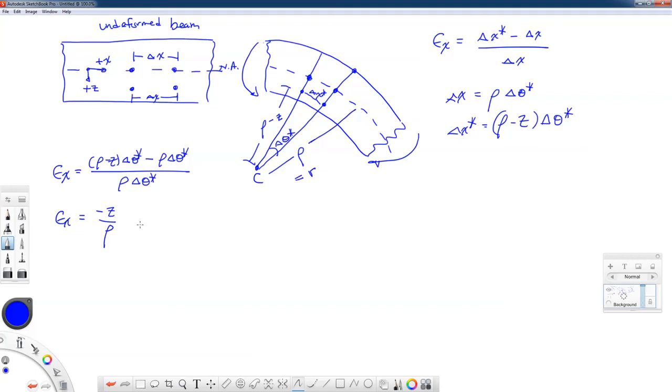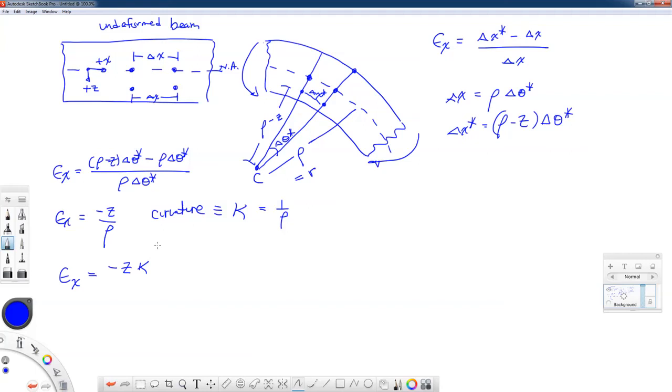Now there's another term I'm going to introduce at this point. It's called the curvature, not the radius of curvature, but the curvature of the beam. It's going to use the symbol kappa, and it's defined as 1 over the radius of curvature. So another way to write this is the longitudinal strain is minus z times the curvature. Alright, so that's how we get the longitudinal strains.